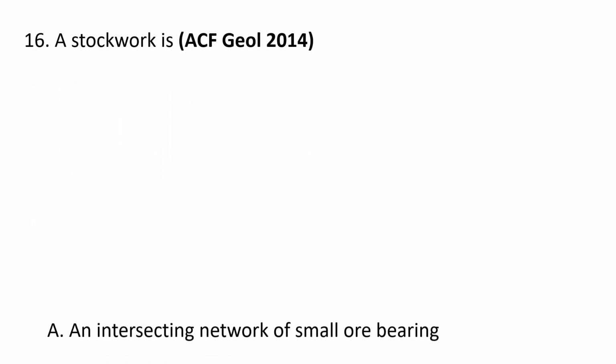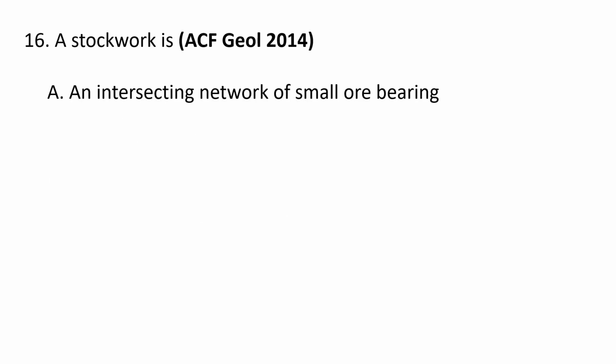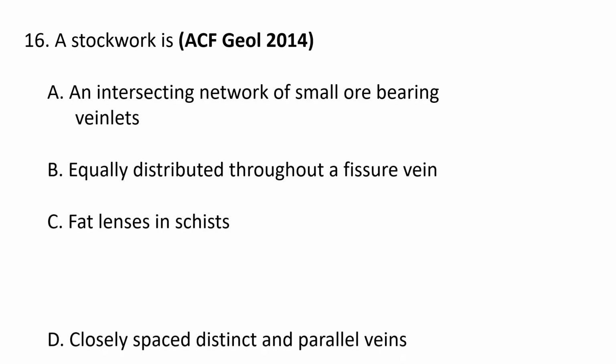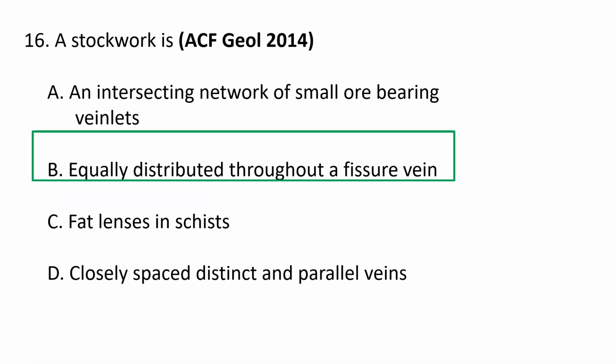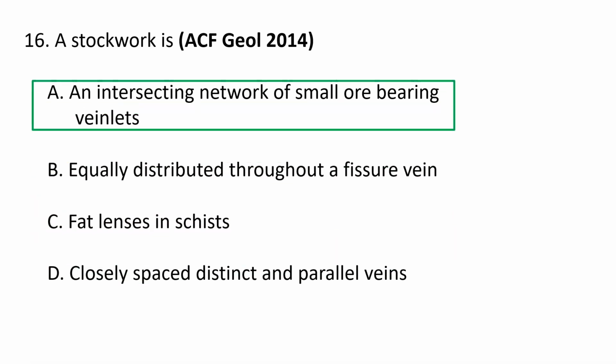Next question. A stockwork is, so how do you define a stockwork? A, an intersecting network of small ore-bearing veinlets. B, equally distributed throughout a fissure vein. C, fat lenses in schists. And D, closely spaced distinct and parallel veins. So stockwork is an intersecting network of small ore-bearing veinlets.